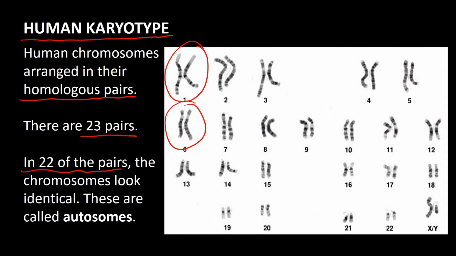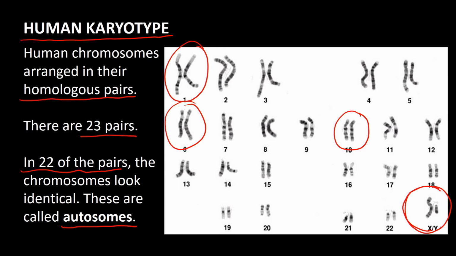Now, in 22 of the pairs, the chromosomes are the same. They're the same length, they look the same, and they contain alleles for the same characteristics. The only difference is the 23rd pair. The 22 pairs that are exactly the same are called autosomes, and they control everything about your body. For example, what color your hair is going to be, how tall you're going to be, are you going to be good at maths, things like that.